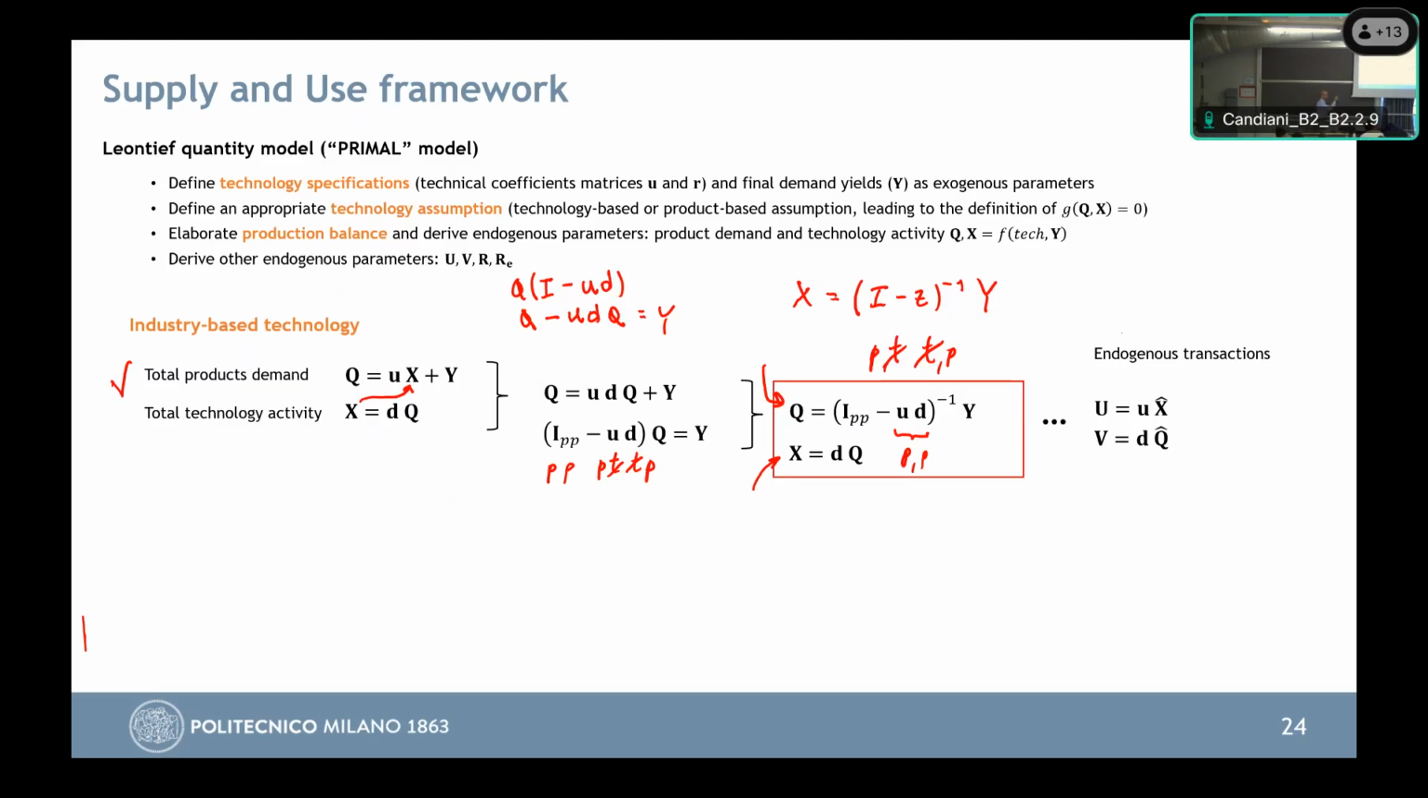So this table is telling us, if you look at all the columns of this U times D, of this small z, you are getting the list of ingredients in terms of products that are required in order to produce one unit of product. This is the physical meaning of such tables. So it's really like a cake that is produced by flour, by sugar, by energy, by whatever.